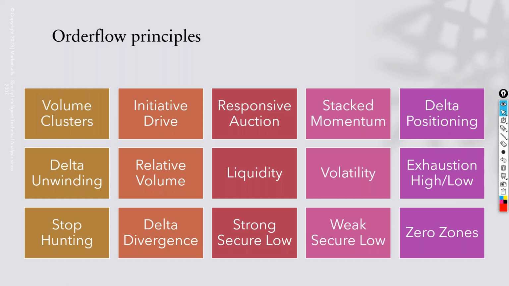A lot of order flow principles are there: volume cluster, initiative drive, responsive auction, stacked momentum, delta positioning, delta unwinding, relative volume, liquidity, volatility, exhaustion high and low. That is one of the concepts which happened in the video. And then stop hunting, delta divergence, strong secure low, weak secure low, zero zones. Of course, not all the order flow principles are theoretical. Some of them are practical ones, which we added over the years.